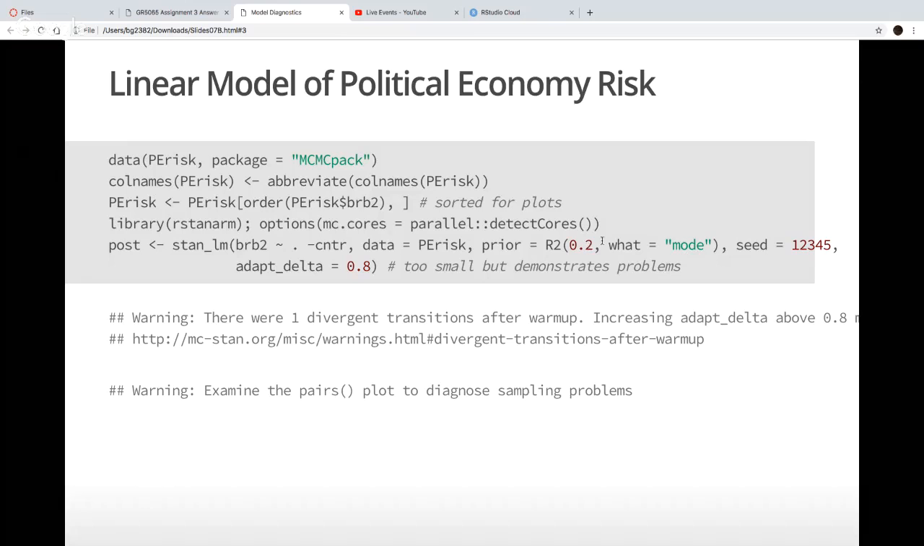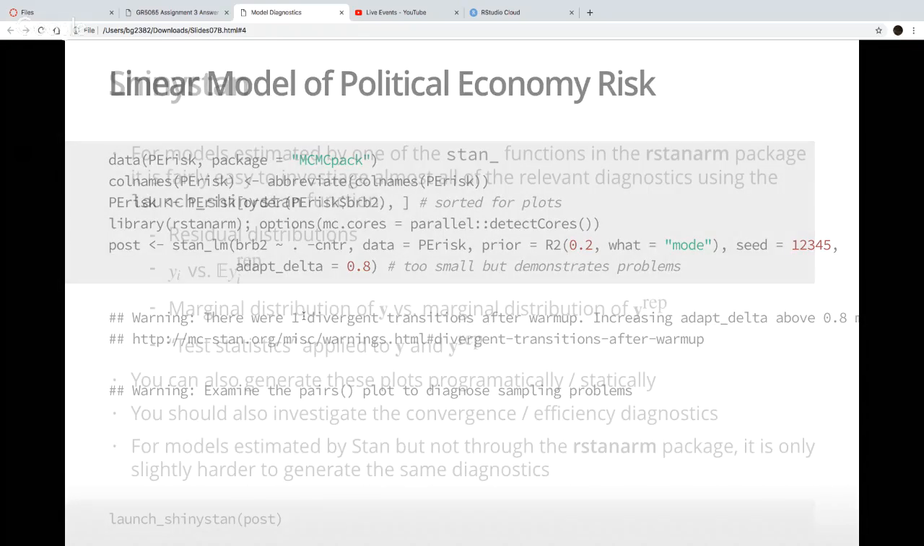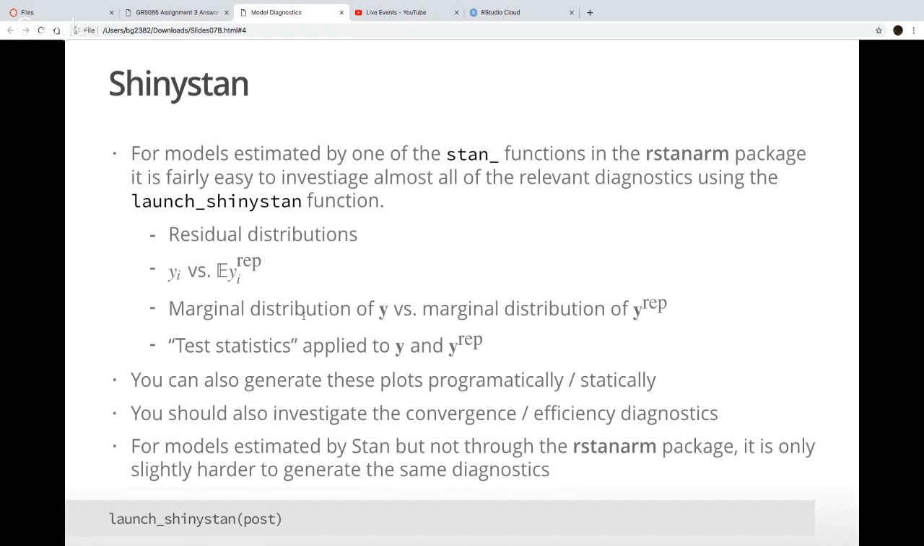I used an adapt delta that's a little bit too low, and it resulted in one divergent transition, just so everyone would have a chance to see what that warning message looks like. If I made this a little bit higher, that would easily go away. There are other problems with the model, but I intentionally inflicted that one upon myself. So first thing we want to talk about is our package called ShinyStan.